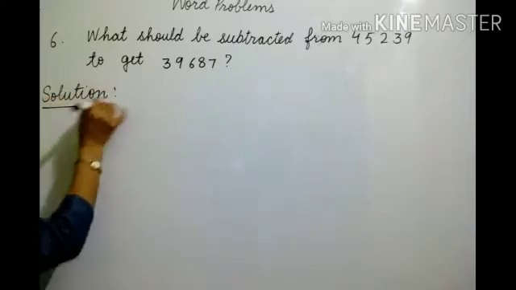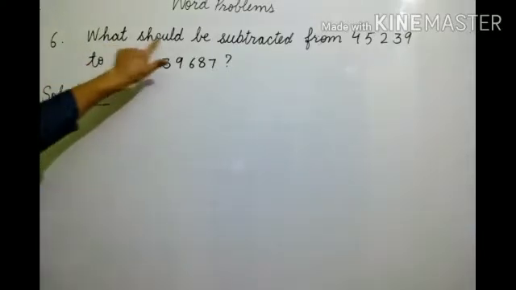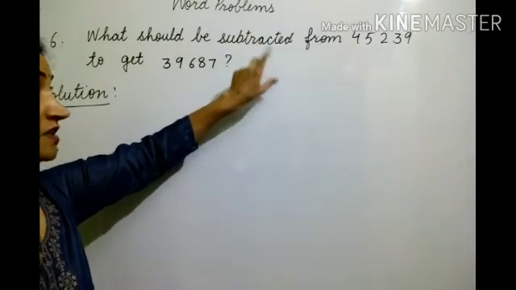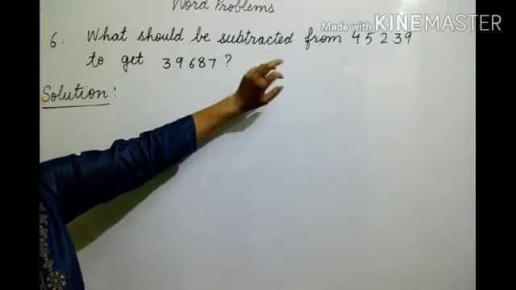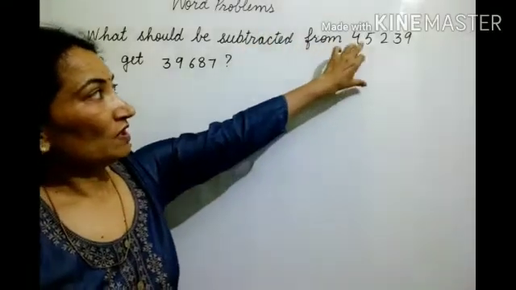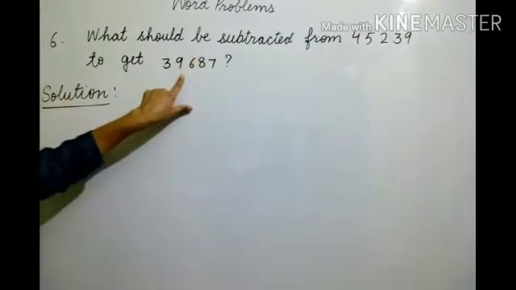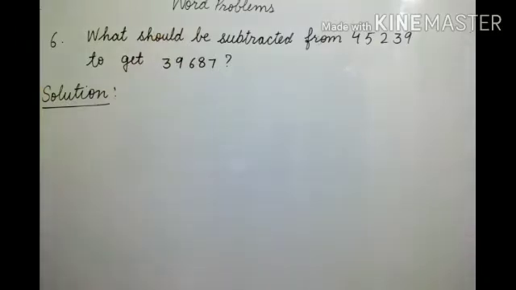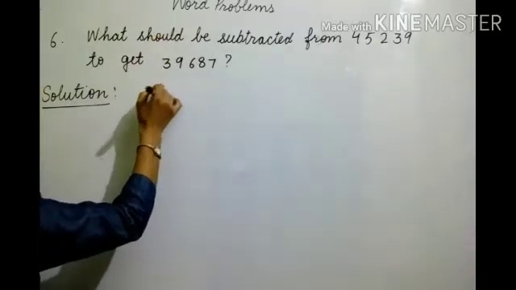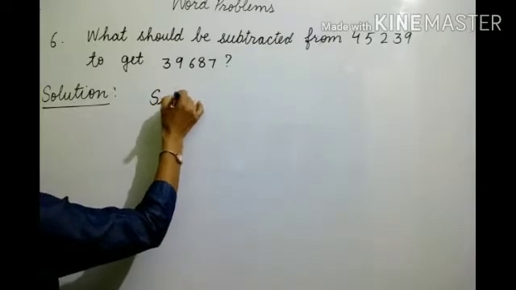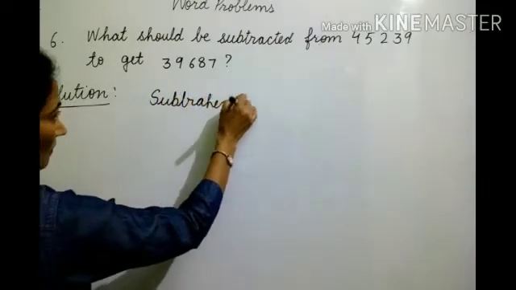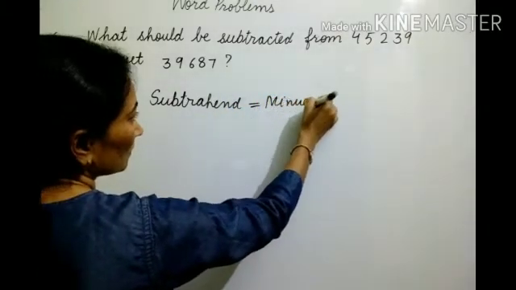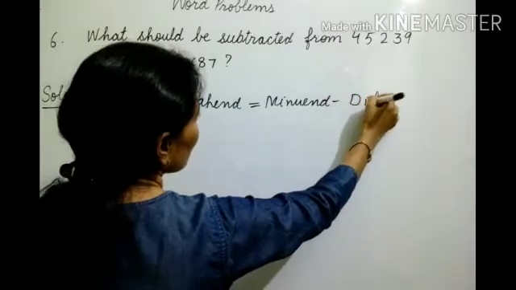Again we will read the statement to understand. What should be subtracted means the number which we subtract is called subtrahend. Means in this question we have to find subtrahend. From means minuend is given and difference is given, means answer of subtraction is given. We have to find subtrahend. So subtrahend will be found it. I have told you so many times. Minuend minus difference.